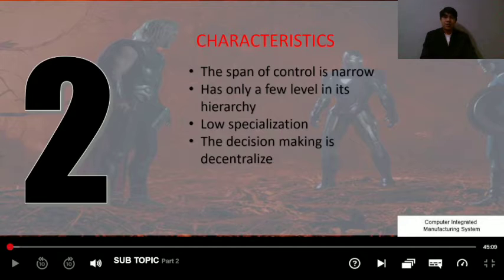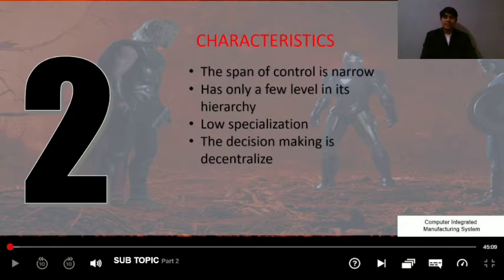Next, it has only a few levels in its hierarchy. For example, on the top is manager 1 and it has 3 subordinates, employee 1, employee 2 and employee 3. Under one of its employees, there are 2 other employees. Last but not least, it has low specialization. Specialization is a method of production whereby an entity focuses on the production of a limited scope of goods to gain a greater degree of efficiency.